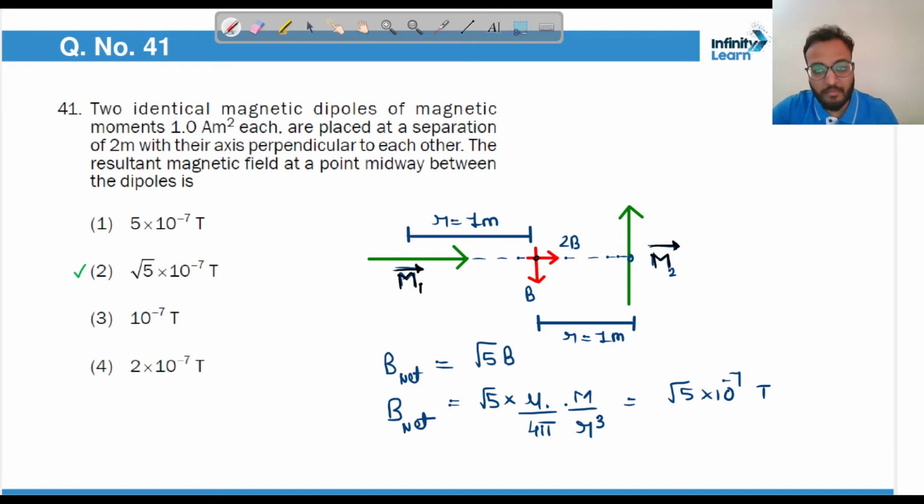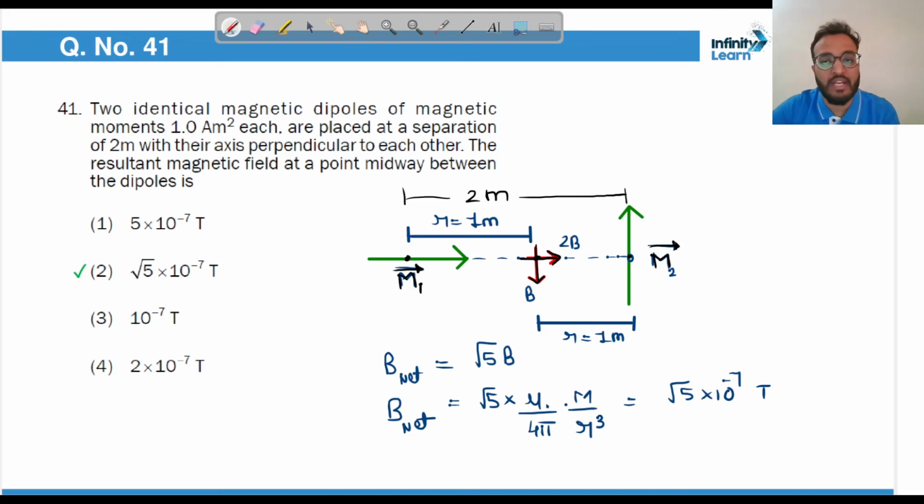So at a point in between them, the total distance between them is 2 meters. At the midpoint they want us to find the overall magnetic field. Because of M1, the magnetic field will definitely be along M1 only, and because of M2, at this point the field is equatorial. So the magnetic field will be opposite to M2, like this.